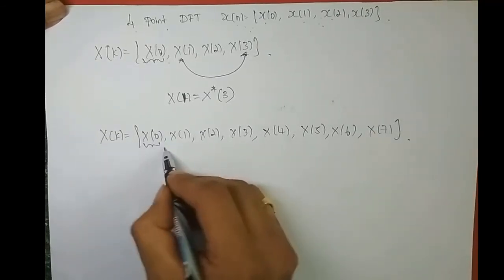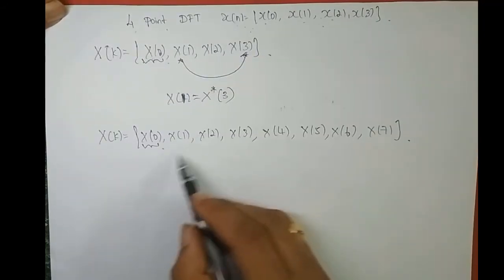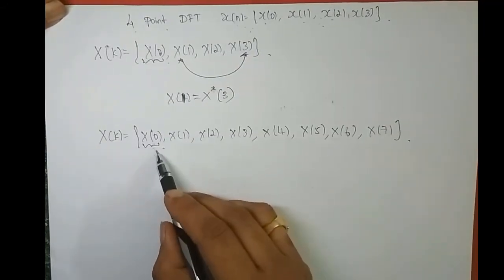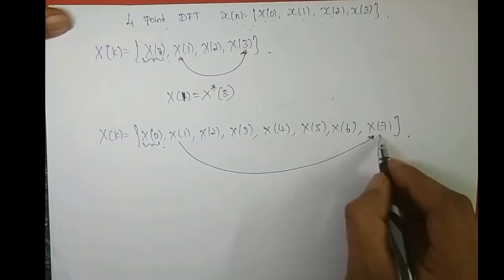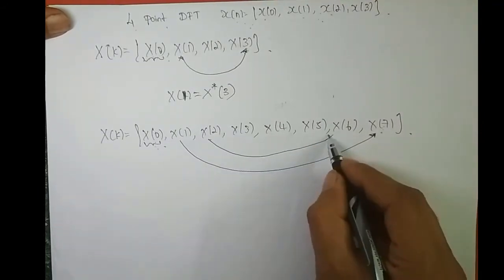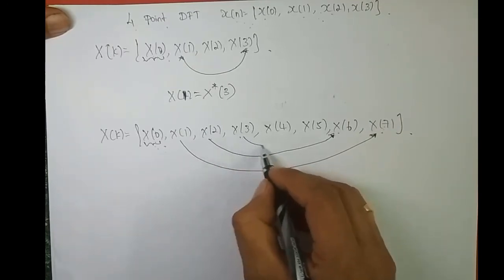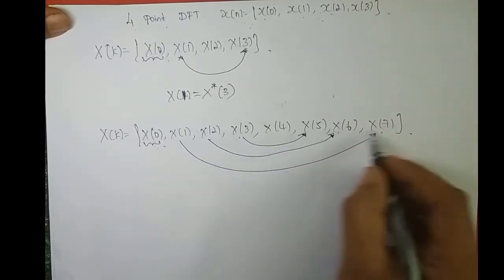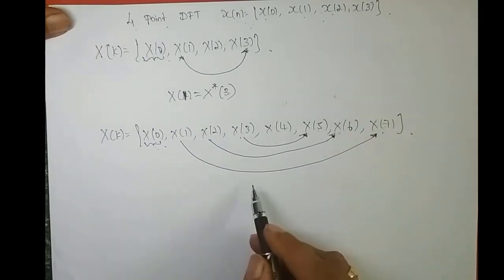What is the first sample? The first sample is always the sum of the time domain samples, the 8 time domain samples. This is the first point. What is the second point? The second sample is always equal to the complex conjugate of the last sample. The third sample is always equal to the complex conjugate of the last but one sample. The fourth sample is always equal to the complex conjugate of the last but two sample. And this goes on if it is a 16-point DFT.